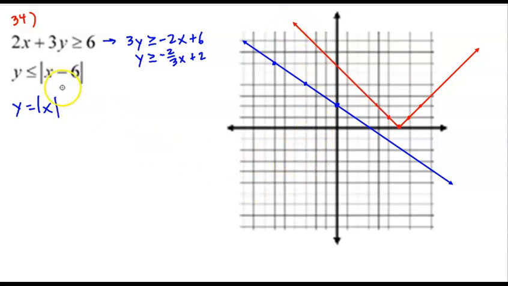Okay, and now we do the shading. So for the line, it's above the blue, but it's going to be below the red V. Less than is below the line. So everything in between will be shaded. Above the blue and outside the red V, that's where we'll find our solutions, our ordered pairs that make both of the inequalities true.